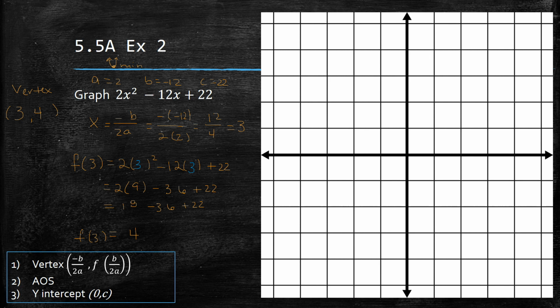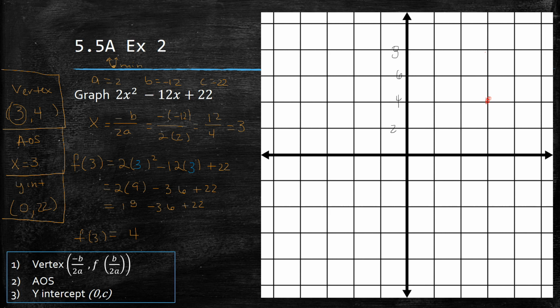So 1, 2, 3, 1, 2, 3, 4. We know it's going to open upwards. Let's go by 2's on this graph. 2, 4, 6, 8. Okay, so now we need to find our axis of symmetry. Again, no math. You know it's the vertical line x is equal to whatever this value is. And your y-intercept, also no math, that's the point 0, whatever c is, that's 22.